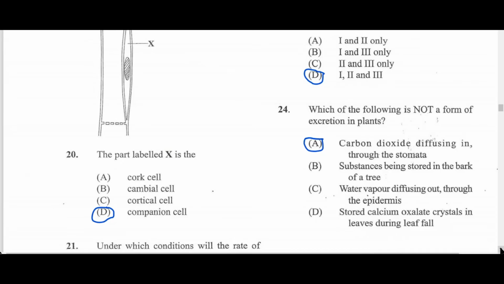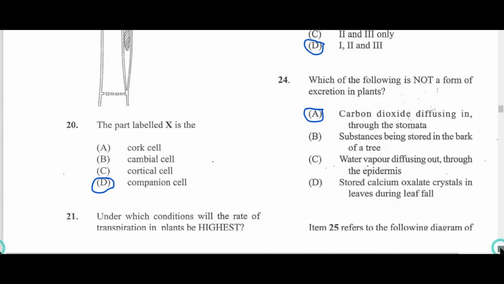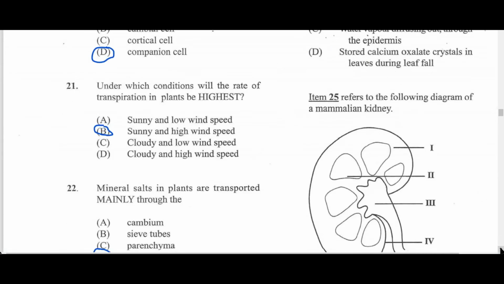Carbon dioxide diffusing in through the stomata. Of course, it's going in, so definitely it couldn't be excretion. And of course, the carbon dioxide getting into the plant is to facilitate the process of photosynthesis. 25 refers to the following diagram of a mammalian kidney.